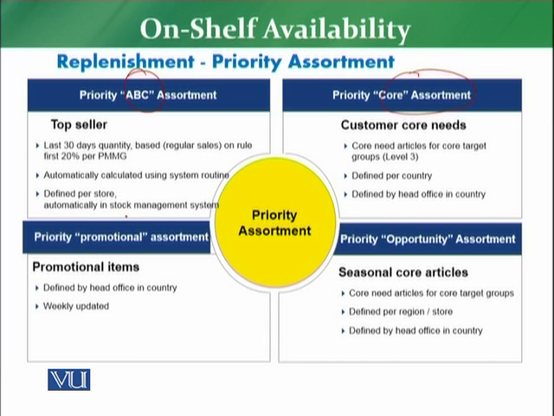Then the priority assortment also includes the promotional assortment. The articles which are on promotion should be available on the shelf. So again, they are part of the priority assortment. If they are not available on the shelf, they should be. The fourth type of assortment is the opportunity assortment. These are the core articles of a particular season. For example, it is a season, it is the summer season.